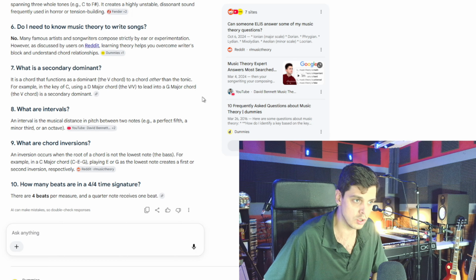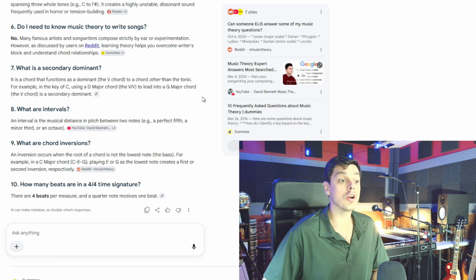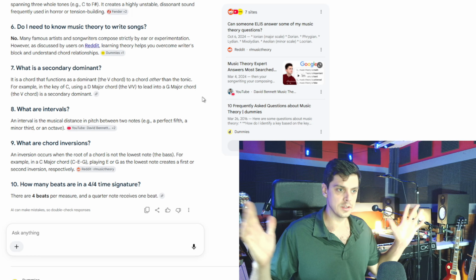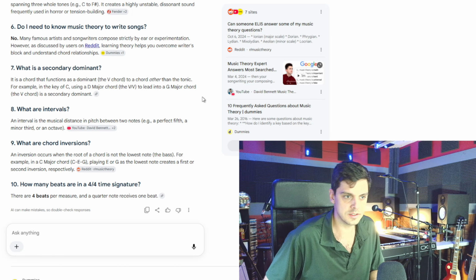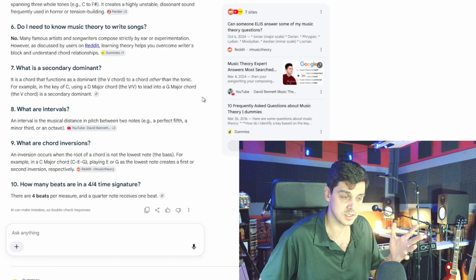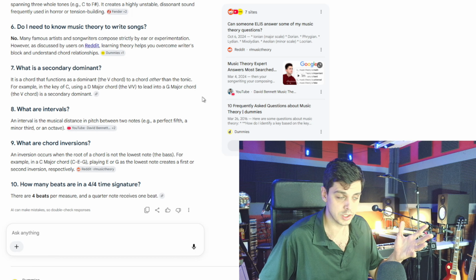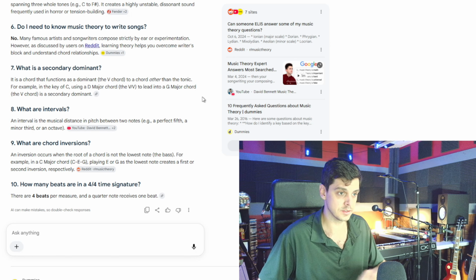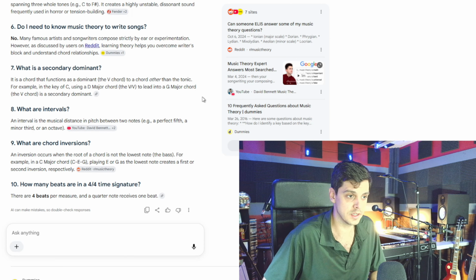Good job, Google. What are intervals? "An interval is the musical distance in pitch between 2 notes, etc. An example would be a perfect fifth, minor third, or an octave." Again, no notes. This is a great question, and here is a very serviceable answer.